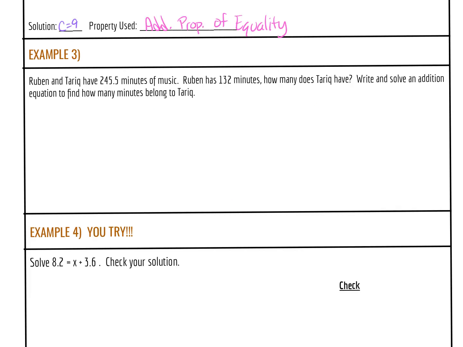All right, so what is the unknown? The question is how many does Tariq have? So my unknown is how many minutes Tariq has. So I'm going to say T equals the amount of minutes Tariq has.